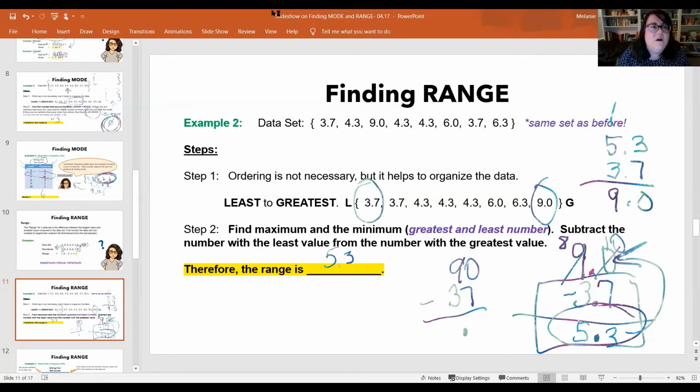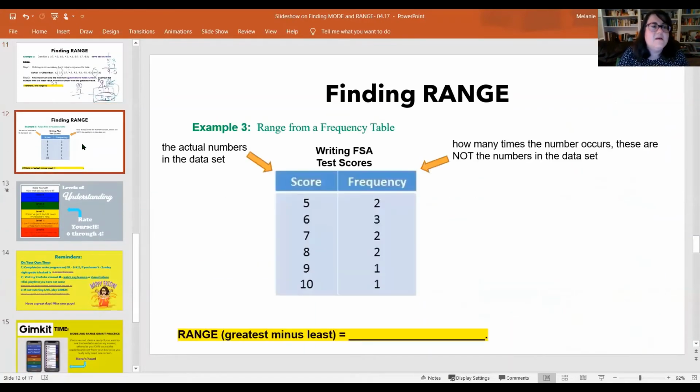All right, so let's see here. We're going to go ahead and move on, and we're almost to GIMP Kit, guys. So finding the range using a frequency table. So this is the same frequency table. I do want to remind you a couple of things.